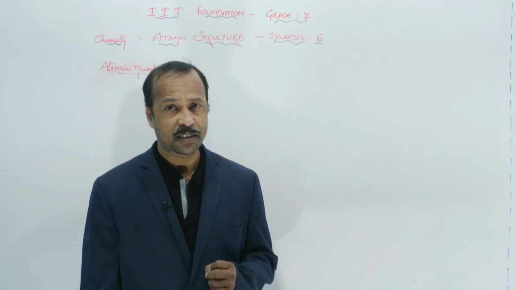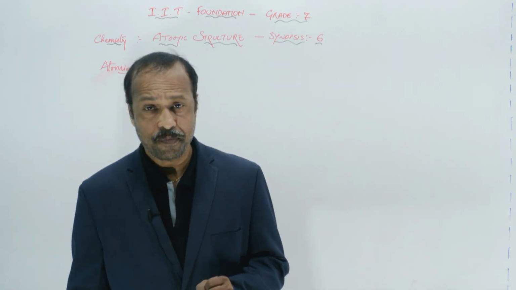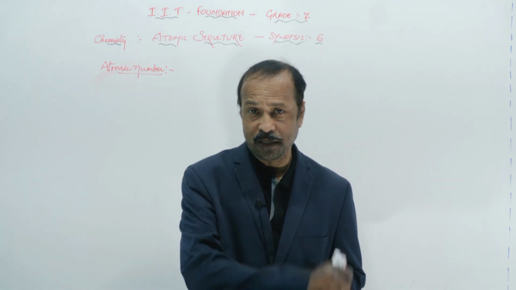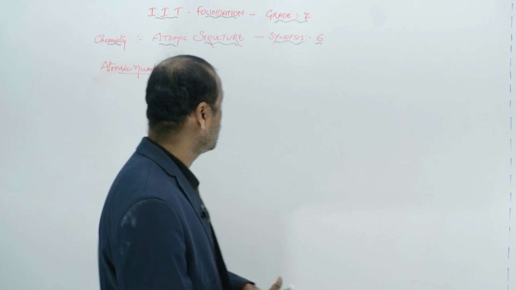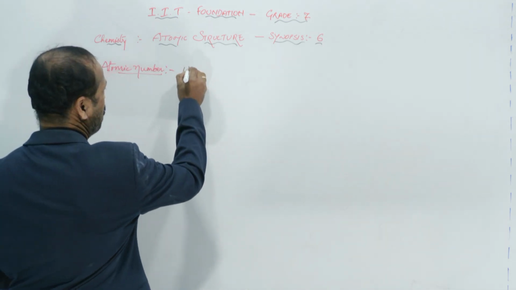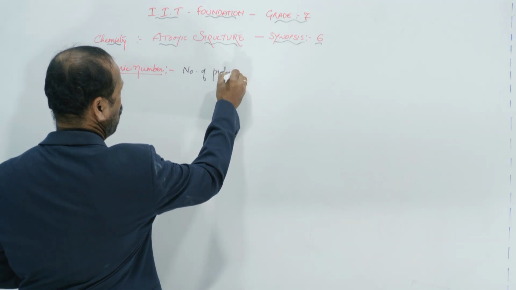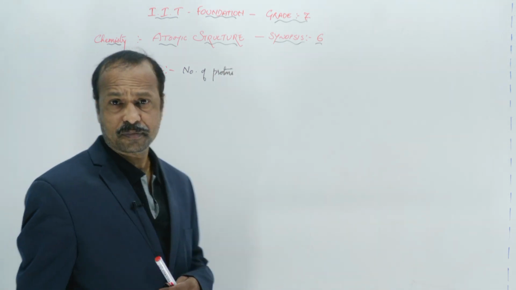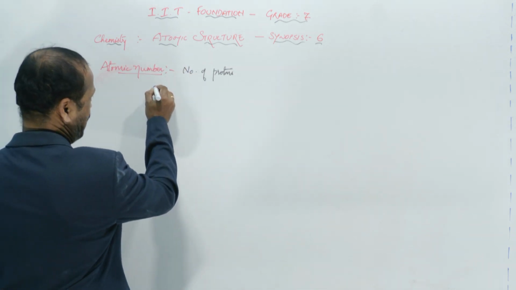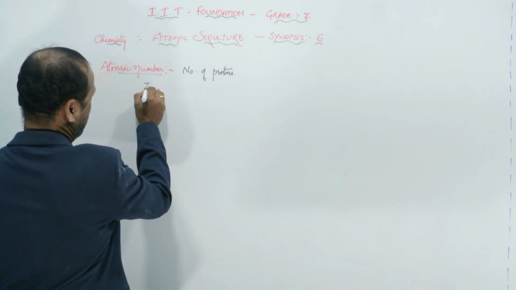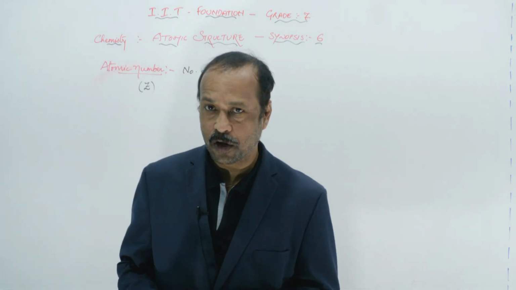Now today we are going to discuss the atomic number. So students, atomic number is nothing but the number of protons present in the nucleus. What is the atomic number? The number of protons present in the nucleus. So the number of protons present in the nucleus is called the atomic number. Okay, and atomic number is denoted by the letter Z. Which letter do we use? Z. So we use the letter Z to represent the atomic number.